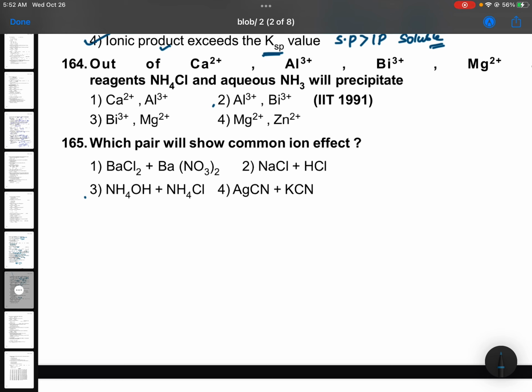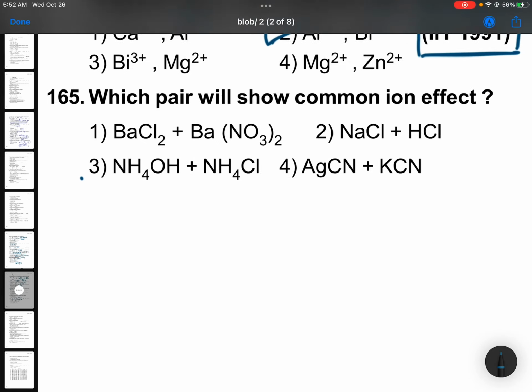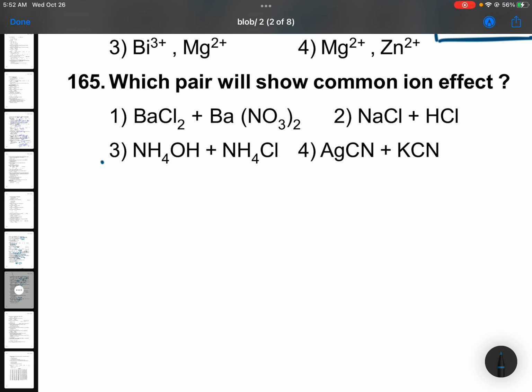Out of Ca+2, Al+3, Bi+3 and Mg+2, NH4Cl and aqueous ammonia will precipitate. This is the reagent for group 3. IIT 1991. Now these questions are very common. So Al+3 and Bi+3. You need here the qualitative analysis that we will do in inorganic chemistry almost at the end of this year.